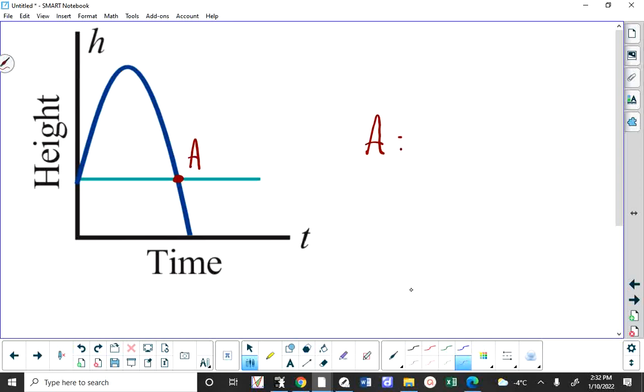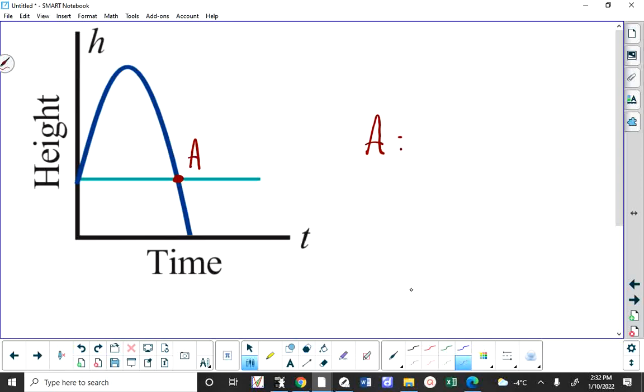I mean, it's where they intersect. When she returns back to the height of the diving board. And hopefully she doesn't jump off the end of the diving board and go straight up, because if she did, that point of intersection would be where she hits the diving board, right?